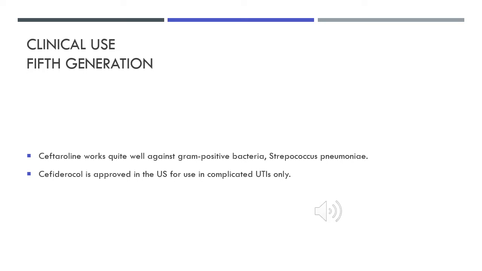So there's not too much that I'm going to spend time on with fifth generation drugs, because again, now you're really going into, you should be getting pretty much an ID consult at this point. So I would say ceftaroline works well against gram-positive bacteria. That should say Streptococcus pneumoniae. Kind of more known for its gram-positive activity. And cefiderocol is a medication. I don't think I've ever used it, to be honest with you. It is new. It is a fifth generation, and it's used for complicated UTIs only in the United States.